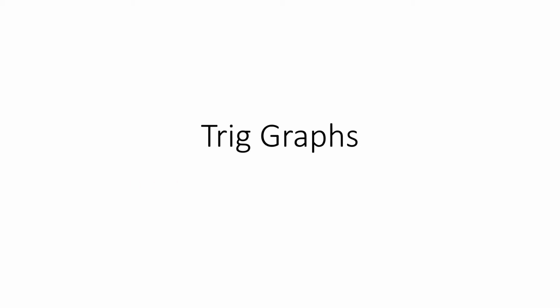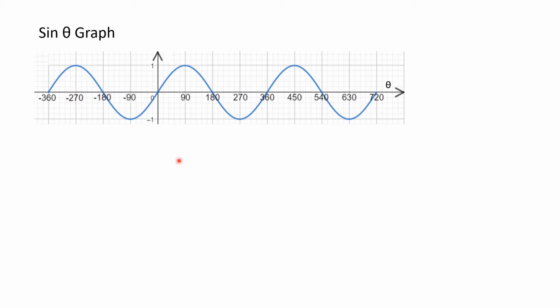Welcome back. In this video, we will see three trigonometric graphs: sine graph, cos graph, and tan graph. We have seen sine graph in previous video. It starts from origin and it's like a sinusoidal waveform kind of shape. And as you know, this graph repeats every 360 degrees. After 360 degrees, this shape repeats over and over and over again.